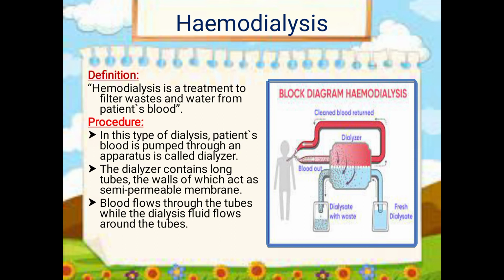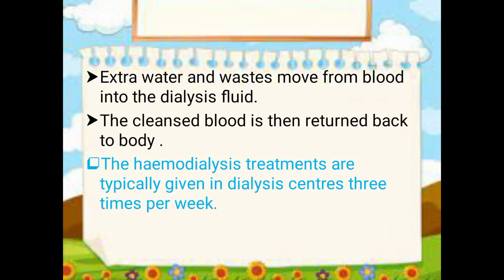So which material will pass through the semi-permeable membrane into the dialyzer machine? That will be the waste material, that is urea and uric acid, while protein, blood cells and all other useful material from blood will not be allowed to pass into the dialyzer machine, that will remain in your body. Then the blood flows through the tubes while the dialysis fluid flows around the tubes. Extra water and waste move from blood into the dialysis fluid, and the blood that has been cleaned is then returned back into the body.